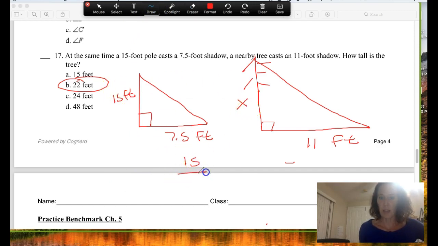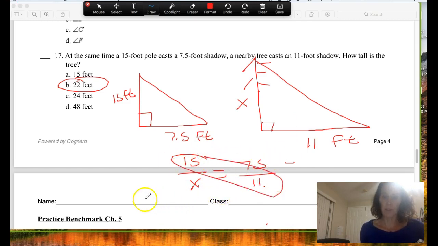15 is to X as 7.5 is to 11. And then cross multiply, and you're going to get the same thing. 15 times 11 is 165, and that equals x times 7.5. Then divide both sides by 7.5, and you'd be left with x equals 165 divided by 7.5, which is 22, and then you would know that's in feet.